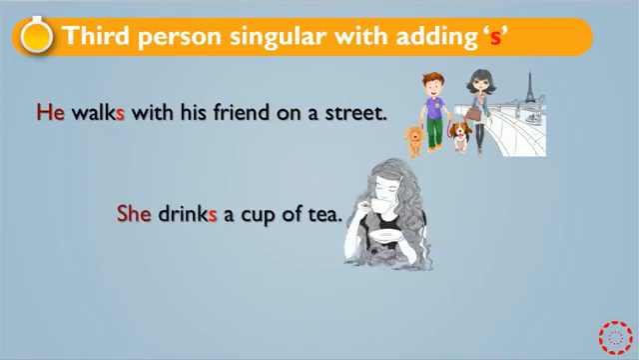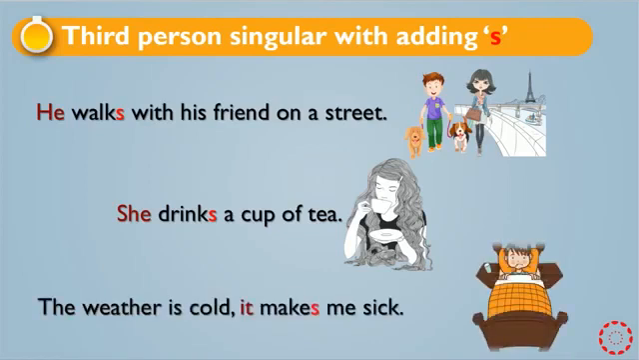She drinks a cup of tea. Again, because she is singular, or maybe she's Shirin. Shirin drinks a cup of tea, or she drinks a cup of tea. No different. Because she is singular, we have to put s, only the letter s, to the end of the verb. The weather is cold. It makes me sick. Again, because it is singular, we have to add s to the end of the verb.